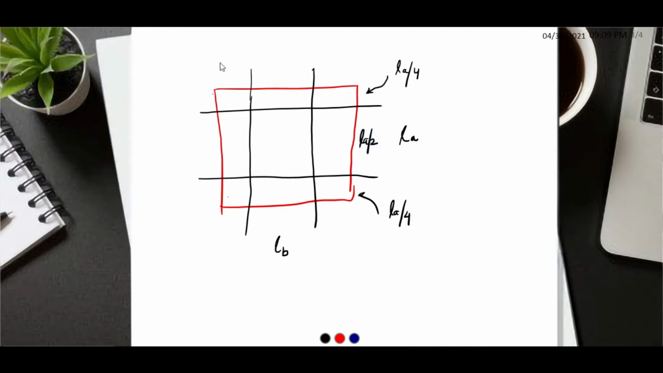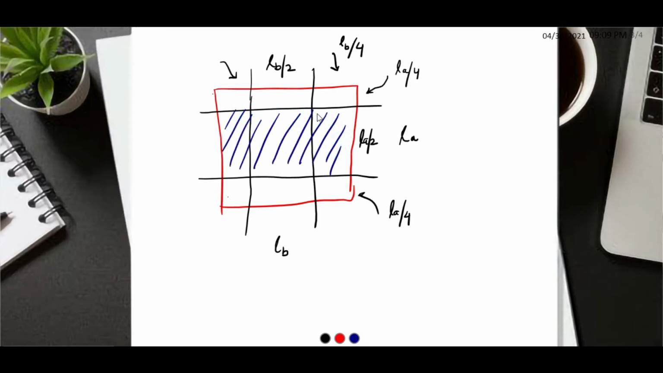Same here, this portion and this portion is 1/4 of the side and this is half of the side. Our main focus is to design for the central strip, that is the middle strip, which is this. This strip is along the longer side and this strip is along the shorter side. So we need to design these.